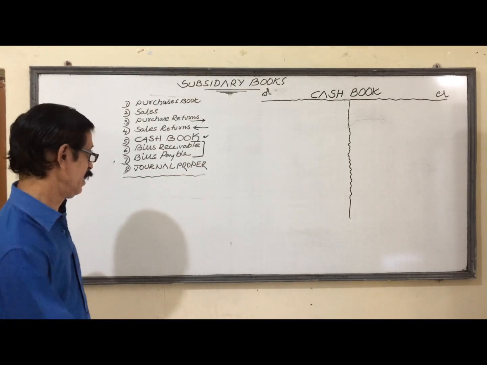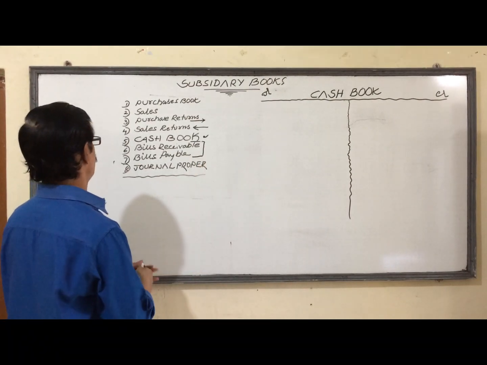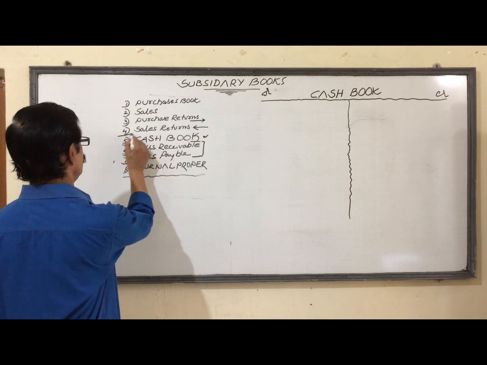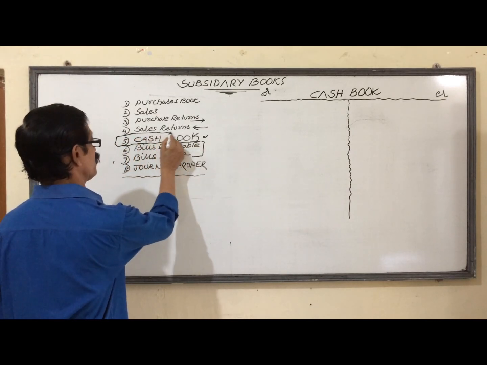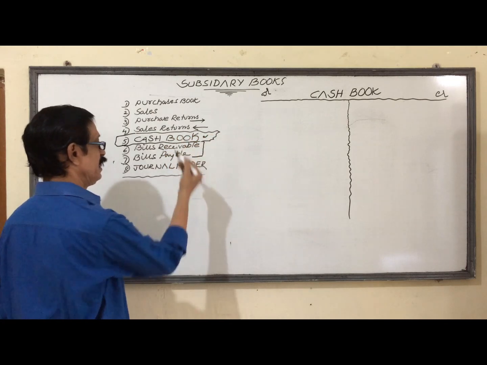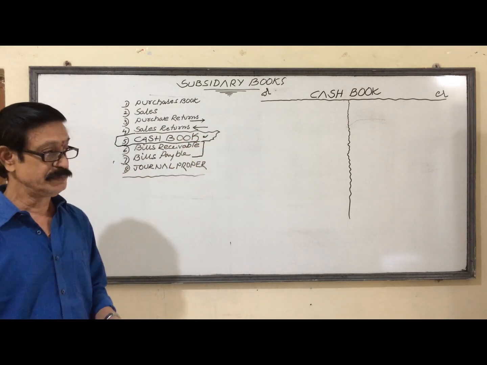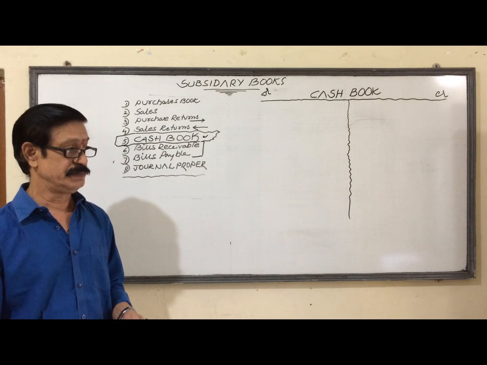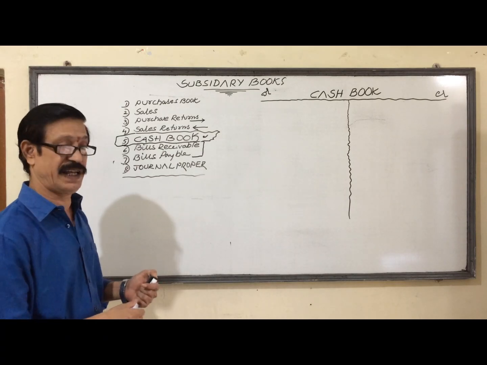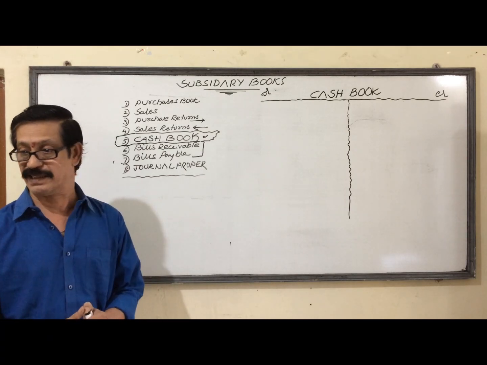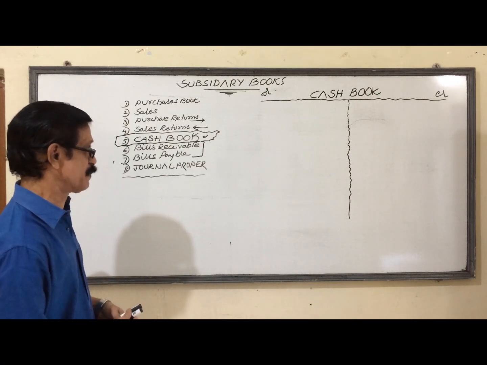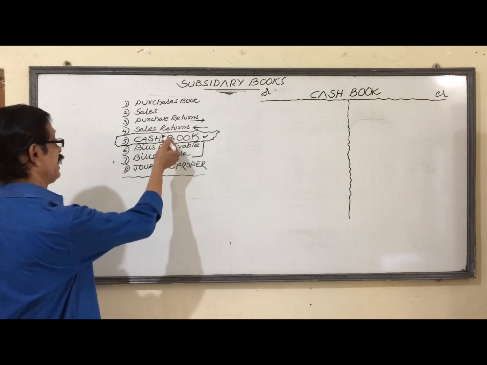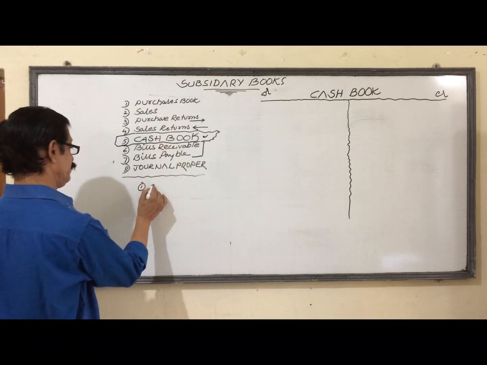Well, so far we covered the first 4 books. Now I am going through the cash book. Please all of you, the cash book is the most important in accounting basics, as well as helpful for the next topic, the bank reconciliation statement. Now, cash book.